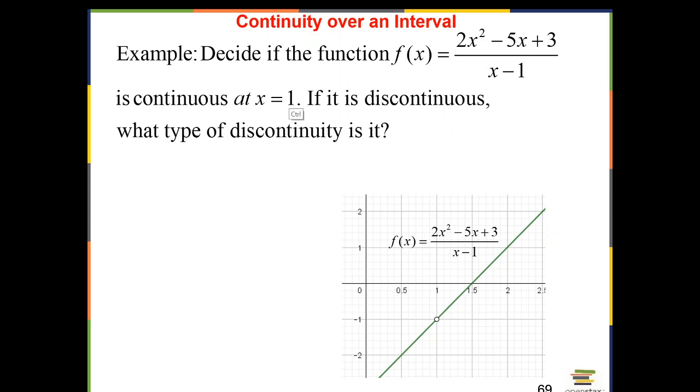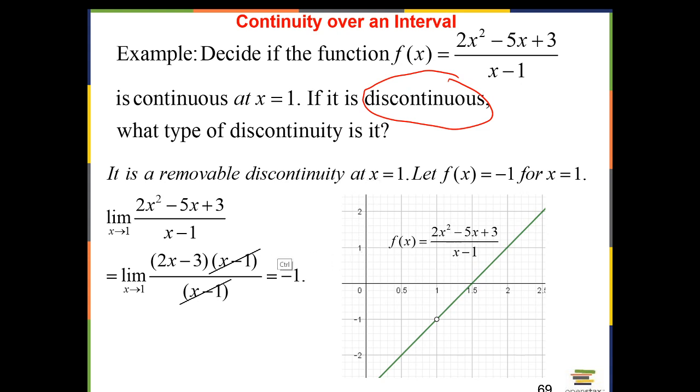Decide if the function is continuous at 1. If it is discontinuous, what type of discontinuity is it? Is it discontinuous at 1? Yes, because 1 makes the denominator 0 and you can't divide by 0. But what does it do to the numerator? Well, it also makes it 0. So in order to find what type of discontinuity, we have to actually find the limit. So what is the limit? Well, with the trick of factoring, we get negative 1. So this is a removable discontinuity because the limit exists, right? So here is a hole in the function. That's the graph of this function. And we can define f at 1 to be negative 1 to remove that discontinuity, right?